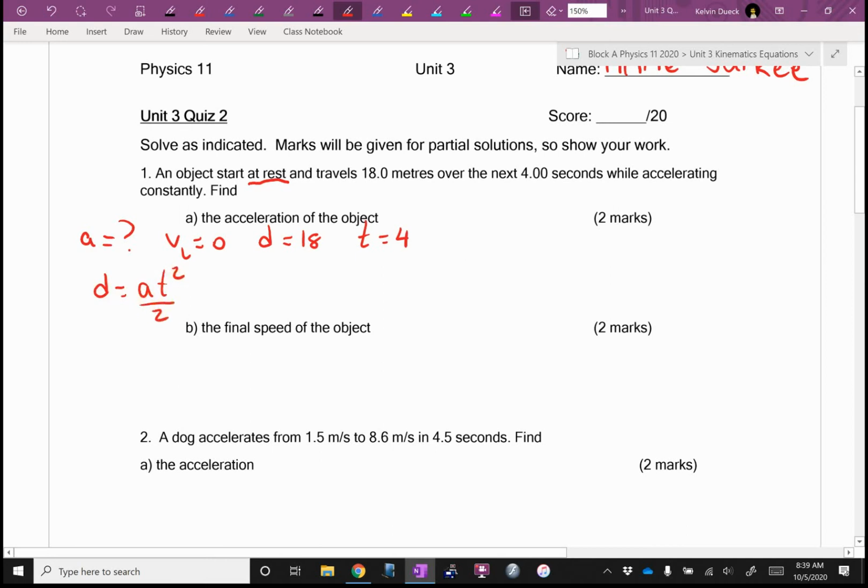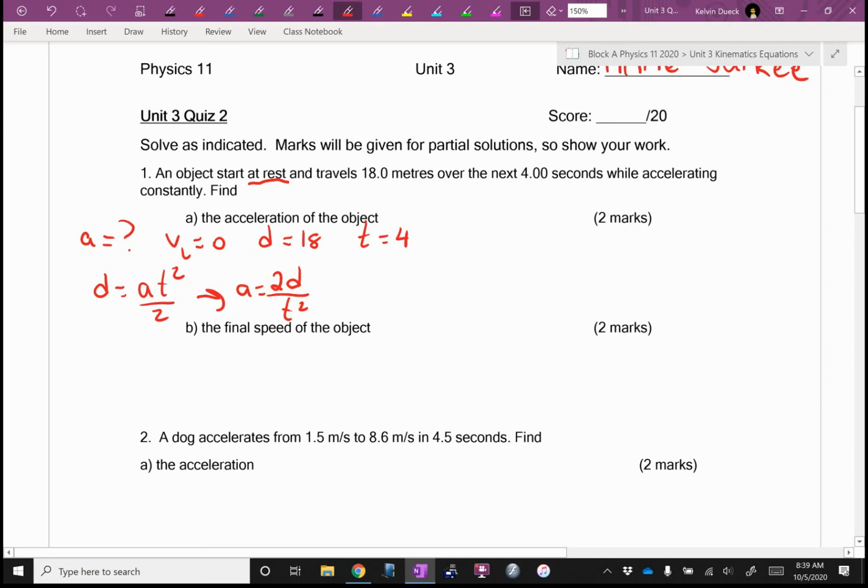Why didn't I bother writing the VIT? Sorry? What's 0? VI is 0. If you wrote D equals VI T plus half AT squared, that's fine. To get the A by itself, it looks like the D would drop down. I would times by 2, divide by t squared. That equals A. There's a t squared.